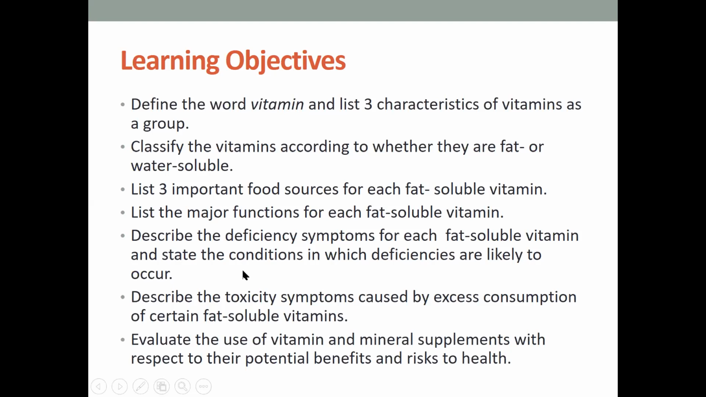You will also definitely have to know deficiency symptoms for each fat-soluble vitamin, especially the conditions in which deficiencies are likely to occur. So, for example, for vitamin E, what happens when you have low intake? Often there will be a difference. What happens when you have low intake after a few days? Not as serious, but what happens if you have low intake over time? And how does that build up? And who is most likely to get that type of vitamin deficiency? So, what are the conditions?